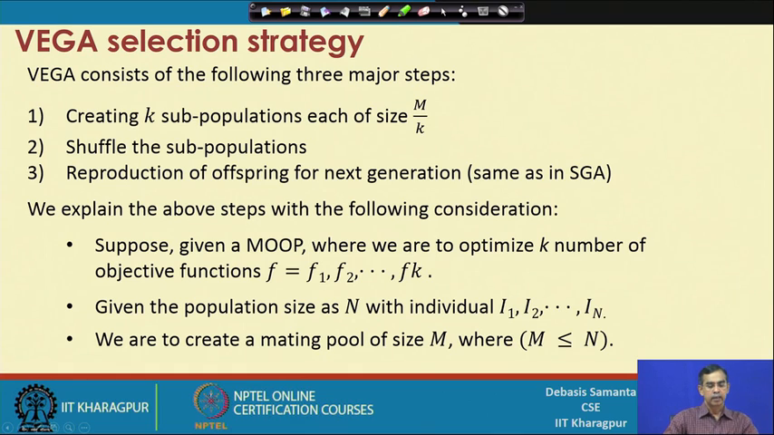So, VEGA consists of 3 major steps, as we have learned. The first step is creating k number of subpopulations, each of size m by k. The second step is shuffling the subpopulations, and the third step is reproduction to produce offspring in the next generation. As we have discussed, the first step is different, the second step is different, and the third step is the same as the simple genetic algorithm that we have learned.